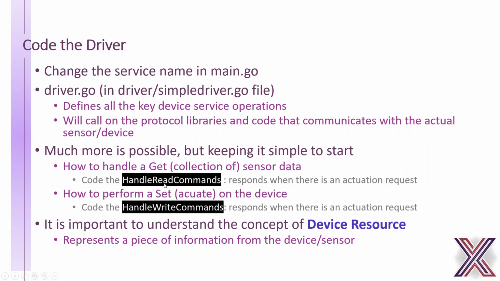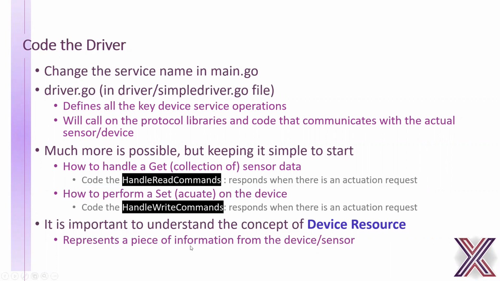We'll do that through a function called handle read methods. And we'll also go in and make some changes to what we call the set function to be able to set or communicate actuation commands back down to the sensor device. That's done through what's called a handle write commands method. And we'll take a look at both of those, and you'll see the general structure where you can do other things here in terms of the more is possible in just a bit.